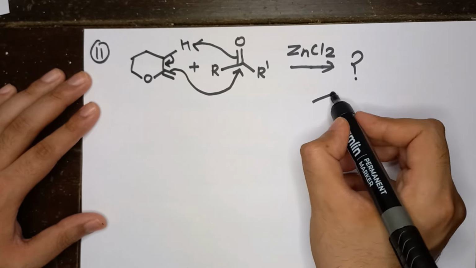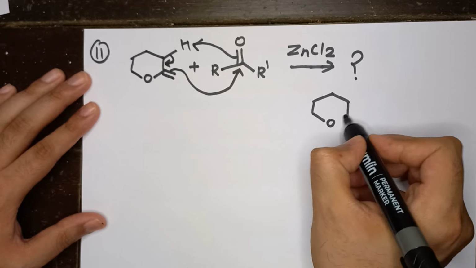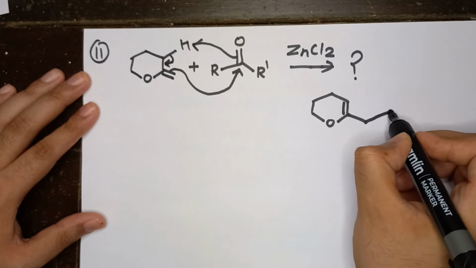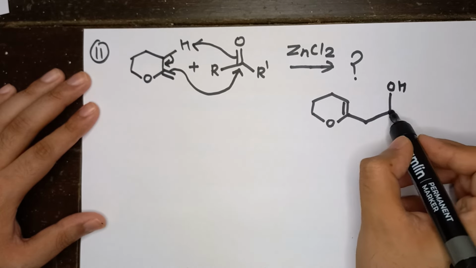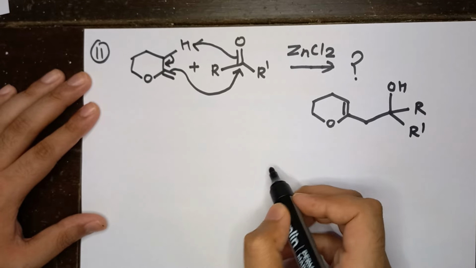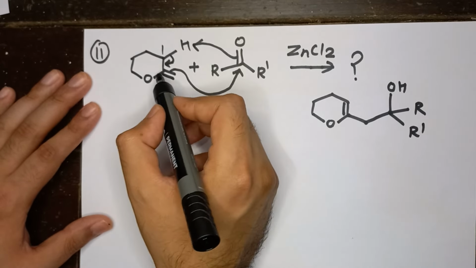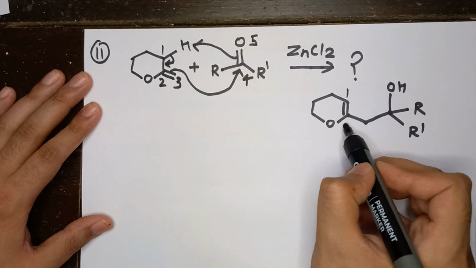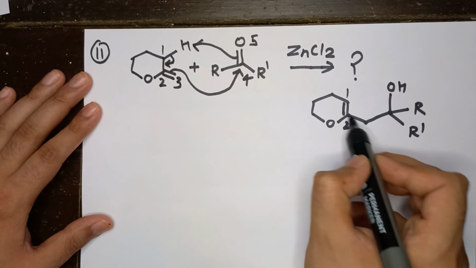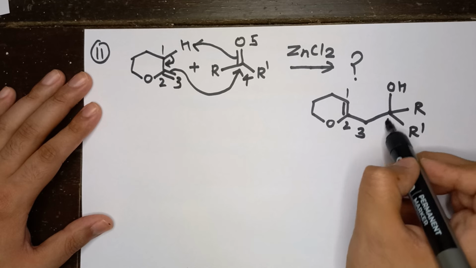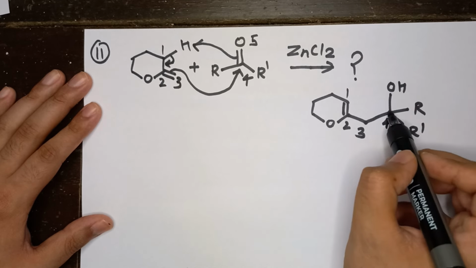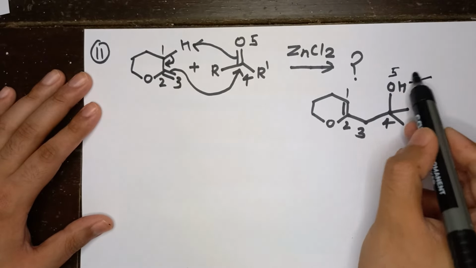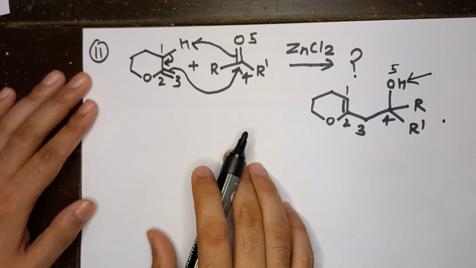So the product will be, now we have a double bond here, CH2, and we have OH here. So let me number them: 1, 2, 3, 4, and this oxygen is 5. So we have a double bond between 1 and 2. 2 is now singly bonded with 3. 3 is connected to 4, which has R and R1, and 4 is also connected to oxygen, the 5th, and now this oxygen is taking this hydrogen, which is here. So this is the product for this reaction.